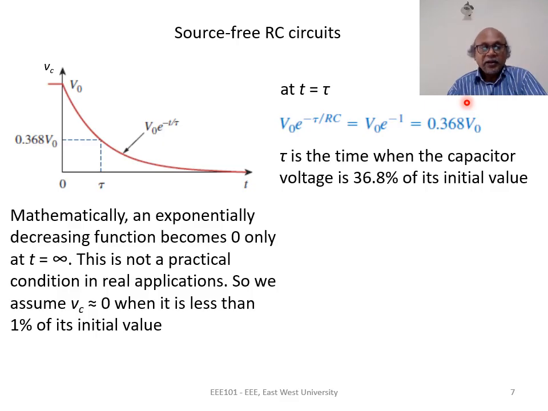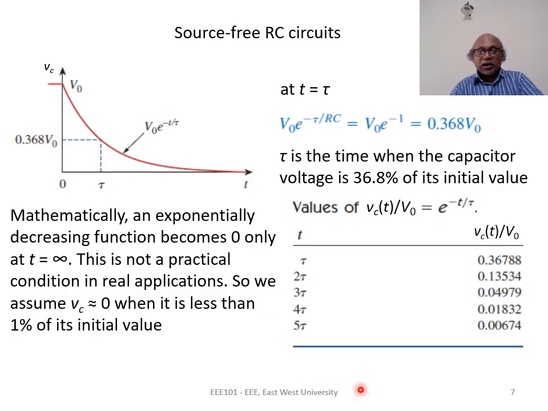In other words, if V0 is equal to 100 volts, and when the capacitor voltage goes below 1 volt, we will, for most practical purpose, say that the capacitor voltage has become 0, or the capacitor has completely discharged. Now the question is, how much time will it take for the capacitor voltage to become less than 1% of its initial value? To find the time, we look at this chart.